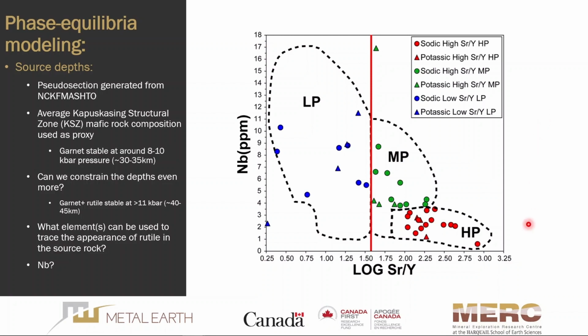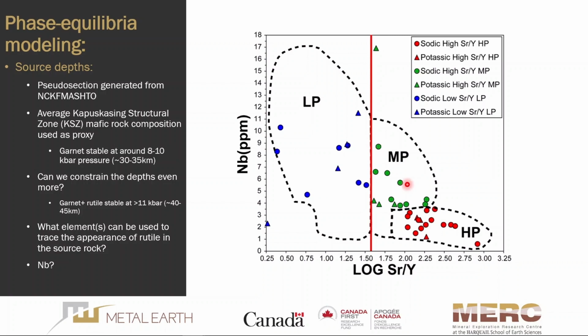This diagram that you see here, with log strontium over yttrium on the x-axis and niobium on the y-axis, was constructed by David Moll from a compilation of TTG rocks from Johnson et al. 2019. They use niobium because rutile sequesters niobium. So if we can say something about the niobium content in the rocks, can we then say what pressures we're at? I'm by no means saying this is a perfect diagram, but it is a start.